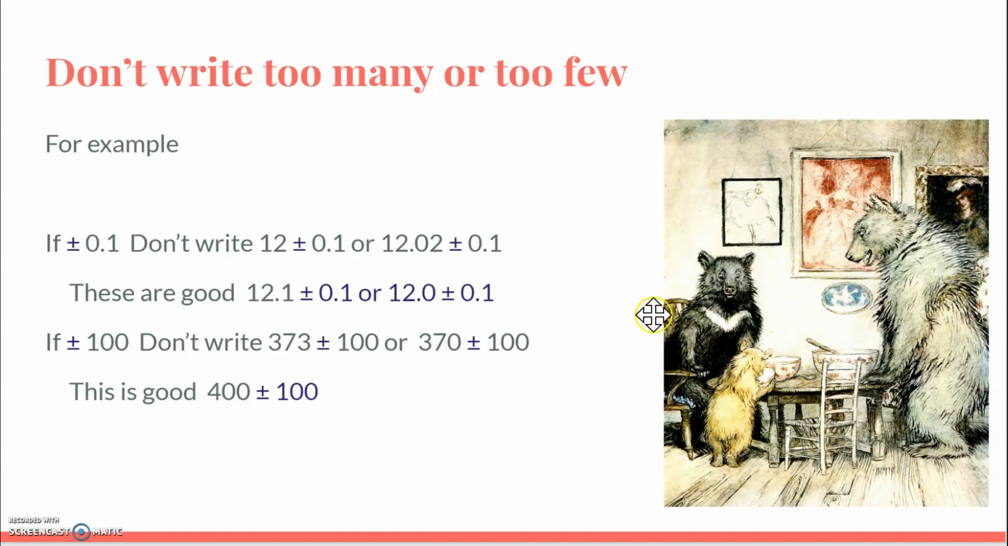I don't know if you catch the little image right there. That's Goldilocks and the 3 bears. So we just have to get it just right. Not too many, not too few, not too hot, not too cold.